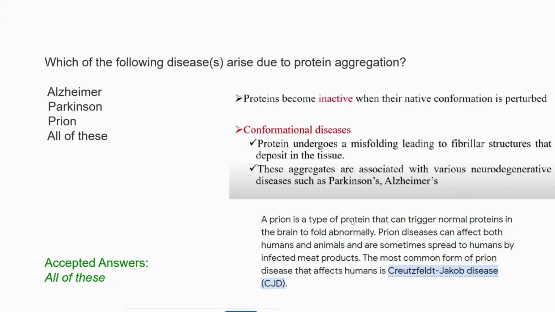wherein prion is basically a protein that can trigger normal proteins in the brain to fold abnormally, and it can affect both humans and animals. The most common form of prion disease is Creutzfeldt-Jakob disease. So here the correct answer would be all of these.